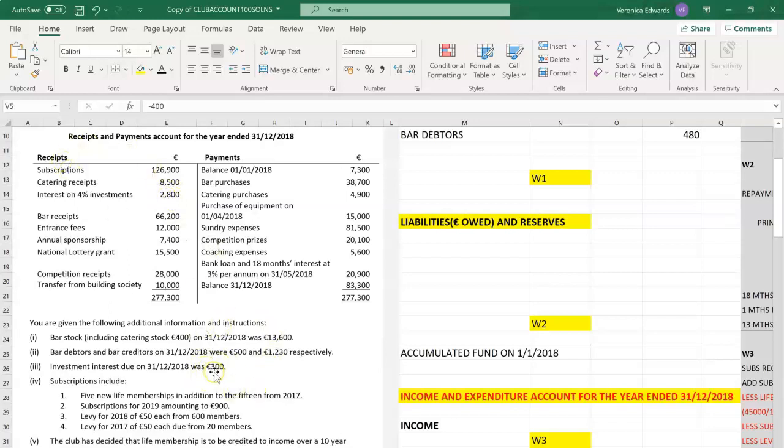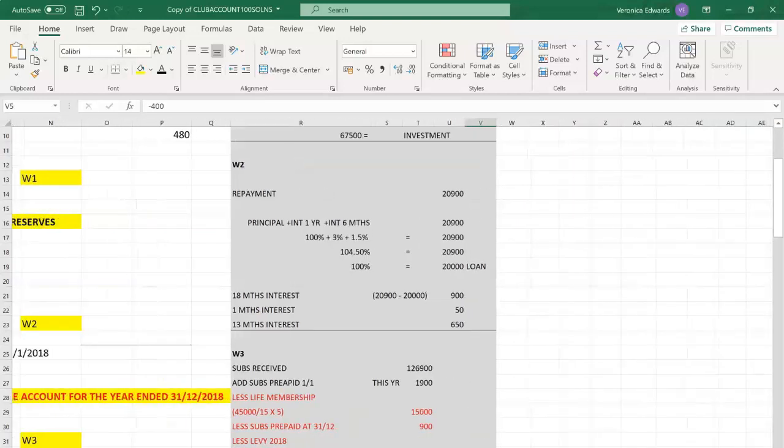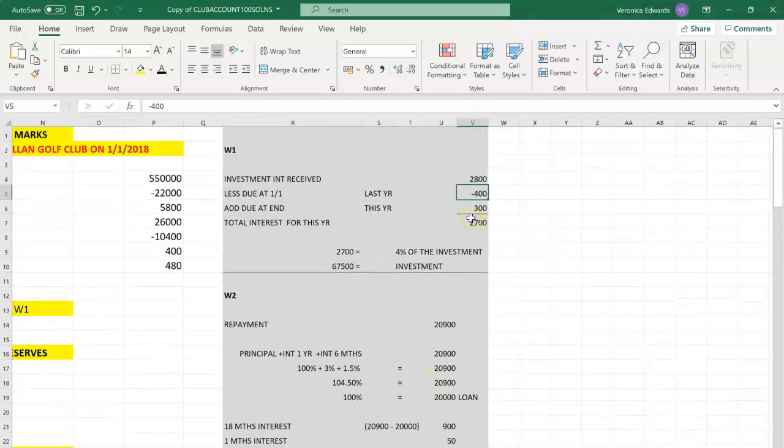That's still due to you. If it's due to you at the end of 2018, it must relate to the 2018 financial year, okay? So what we're going to do is add it on. Anything that relates to 2018, you include it. Anything that relates to any other year, you get rid of it basically. So that leaves us with a figure of 2,700, which should be this year's investment interest.